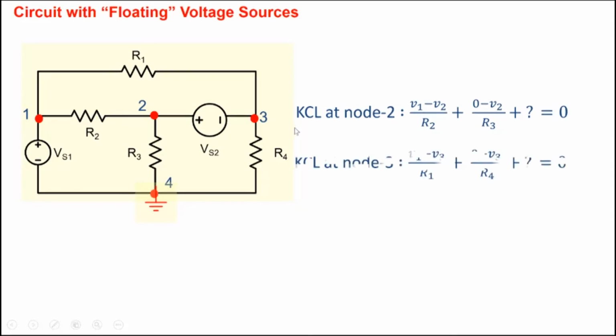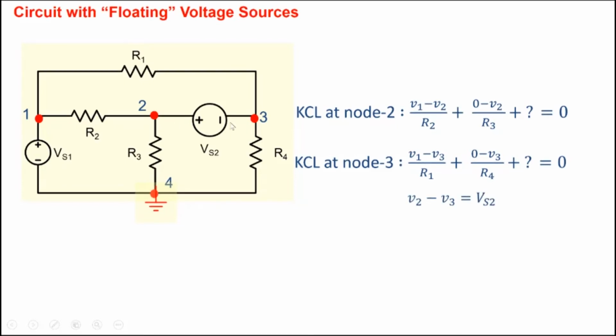Similarly, if I write KCL at node 3, the current coming from the top is V1 minus V3 by R1. The current coming from the bottom is 0 minus V3 by R4. And what is the current coming from the left here? So we are unable to write the KCLs, and therefore we are not able to proceed.